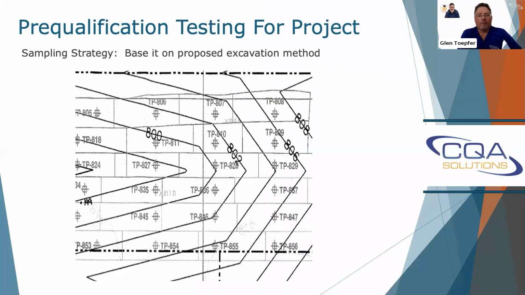This is a sample borrow area I grabbed from one of our projects. You can see different test pits here. They all represented a certain volume of soil, 809, 810, 811 here. I'm going to refer back to these in a moment just as an example. But the sampling strategy really should be based, I think, on your proposed excavation method.